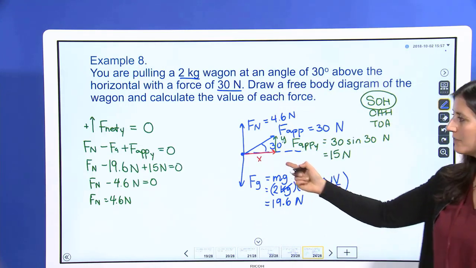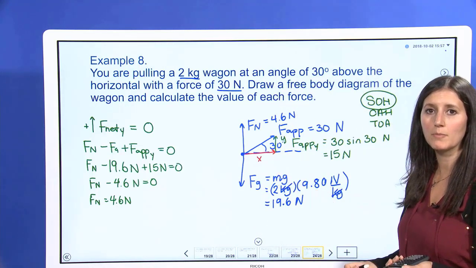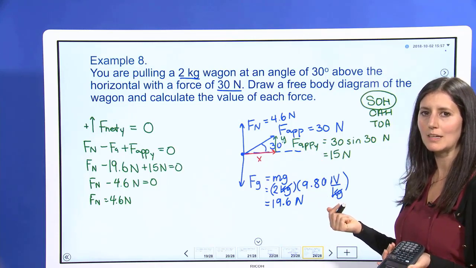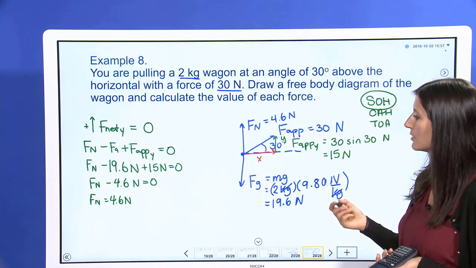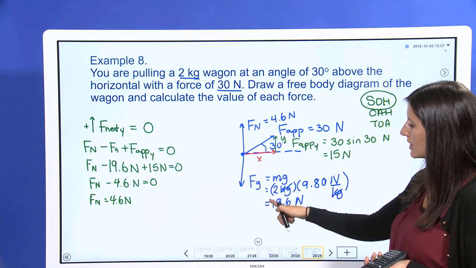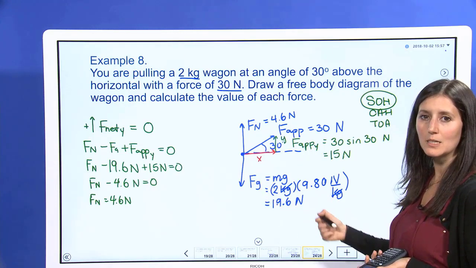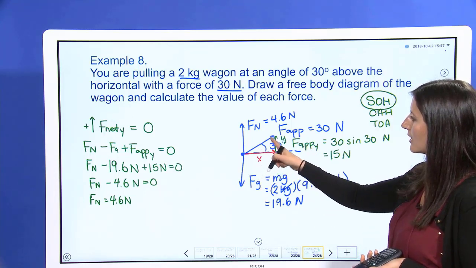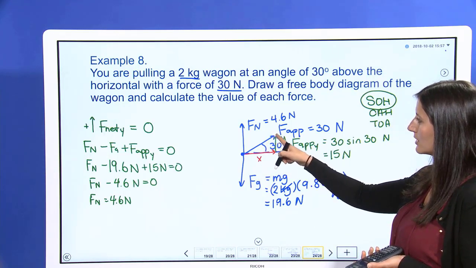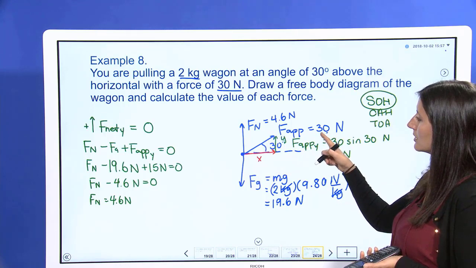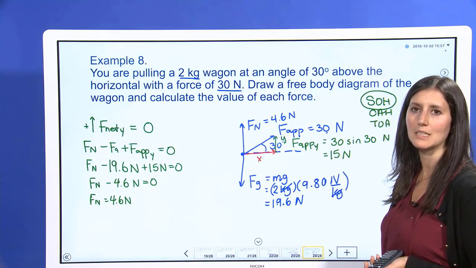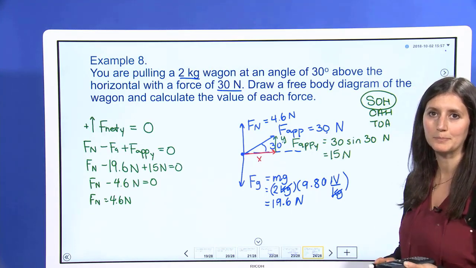I could figure out what the x component of my F applied is, but I don't really need to because I don't need it for anything. I just want to know what all the forces are. So now I know my Fg, force of gravity, is 19.6 and it's pointing down. I know my F applied is at an angle of 30 degrees above the horizontal and it equals 30 newtons. And I know my normal force is pointing up and it's 4.6 newtons. So I've answered the question.